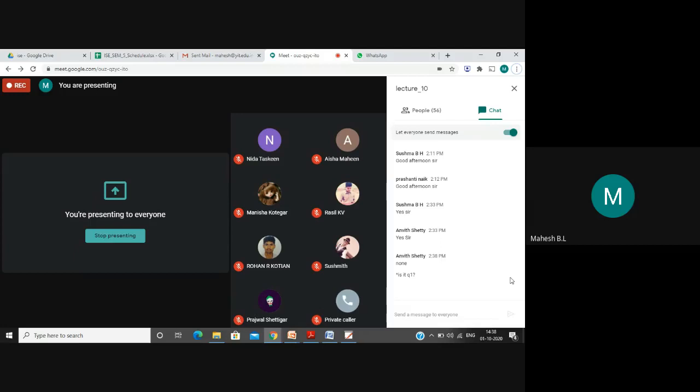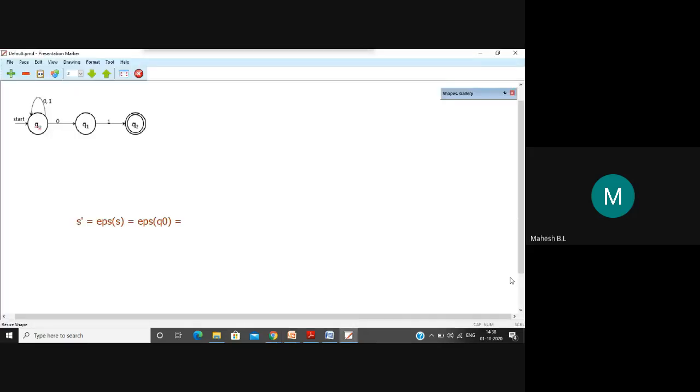So epsilon of Q naught is nothing but Q naught itself. So you know that in the epsilon, you must include that state always. So epsilon of Q naught is Q naught. And since there are no epsilon transitions from Q naught, that's why there are no other elements. Only Q naught appears in epsilon of Q naught.